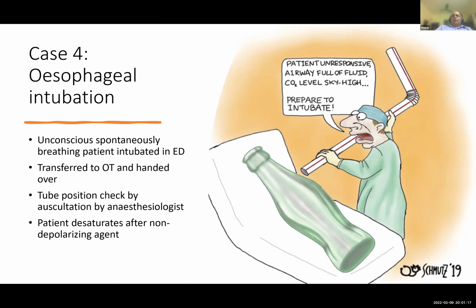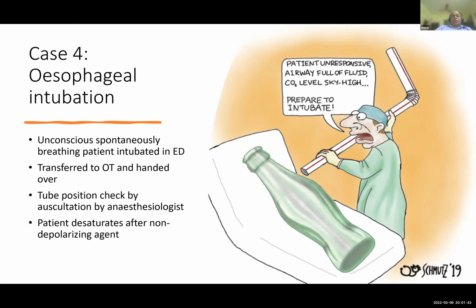So what happened in the case was, this is a patient who comes into the emergency department because of head injury with a low GCS, which requires intubation in the emergency department. But the patient is breathing spontaneously. So the ED physician deliberately puts the tube in the esophagus, because for the sake of the simulation, the patient is breathing spontaneously. He's bagging the patient with the ambu bag, and he's bringing the patient to the OT, where he hands over the patient to the anesthesiologist.